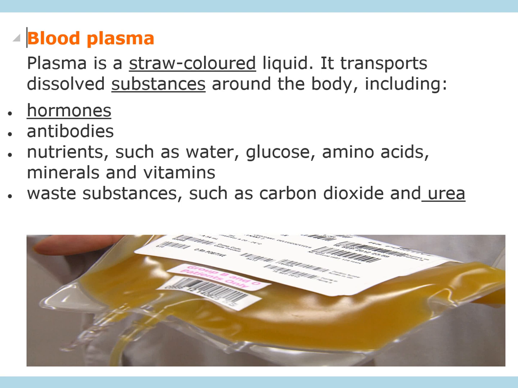Nutrients such as water, glucose, amino acids, minerals, and vitamins all travel dissolved in our plasma, as well as some waste substances. So carbon dioxide is soluble, it dissolves in the plasma, as well as urea, a waste substance that helps to make up our urine.